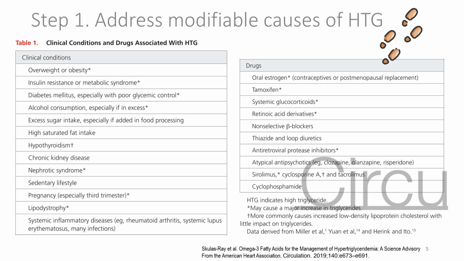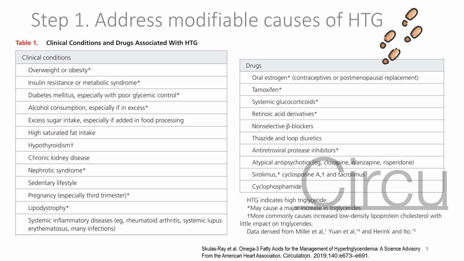So in the previous slide, we talked about dangerous levels of triglycerides. How do we then address those levels of triglycerides as less than 5.6 millimoles per liter? Now, the first step is to address modifiable causes of hypertriglyceridemia. So it could be clinical conditions, for example, overweight, insulin resistance or metabolic syndrome type patients, diabetes mellitus, especially if they are poorly controlled, any persons with alcohol consumption, particularly if in excess and if you drink a lot of beer, excessive sugar intake or food, very highly processed food in your diet, high saturated fat intake, and that commonly comes from animal fat.